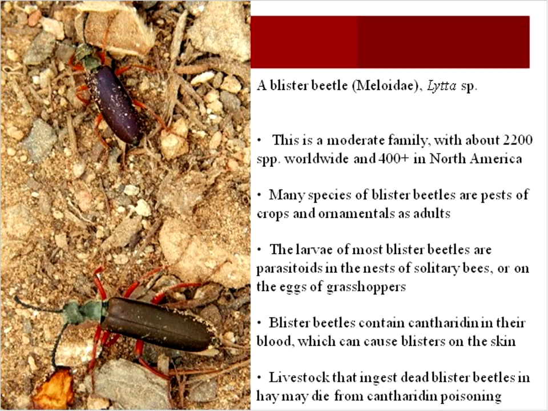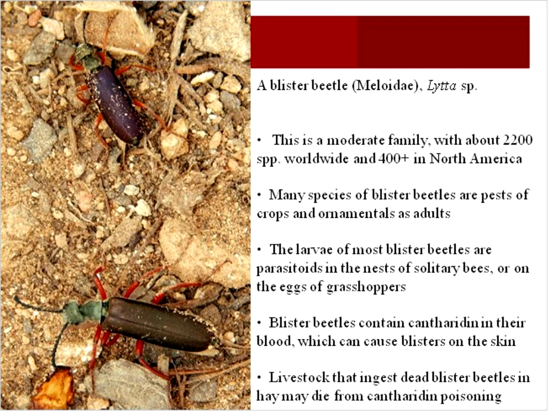Okay, blister beetles. Now, many of you, I'm sure, are familiar with the blister beetles, the family Meloidae. This is a moderate-sized group of beetles, with about 2,200 species worldwide, and maybe 400-plus species here in North America. Many species of blister beetles are pests in the adult stage, feeding on various kinds of field crops and ornamentals, some fruit trees and other fruit crops.